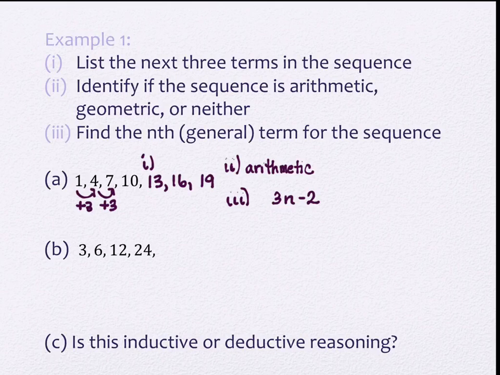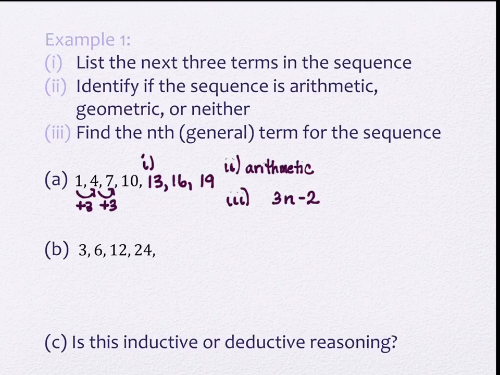And you can check it for the second term. What happens now if you plug in n equal to 2? 3 times 2 is 6 minus 2 is 4. Was that our second term? Yes, it was. And you could check a couple more of them if you'd like, but this will always work.